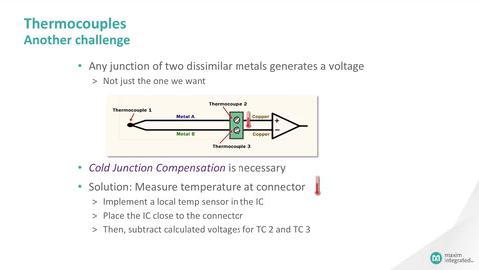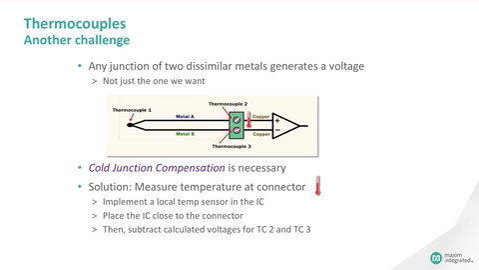Another challenge associated with thermocouples is the requirement for something called cold junction compensation. As we discussed, a thermocouple is a junction of two dissimilar metals. In fact, any junction of two metals will result in a thermocouple, and that includes places where we don't really want one. In the diagram, at the far left is the thermocouple that is placed at the point where we want to measure the temperature.